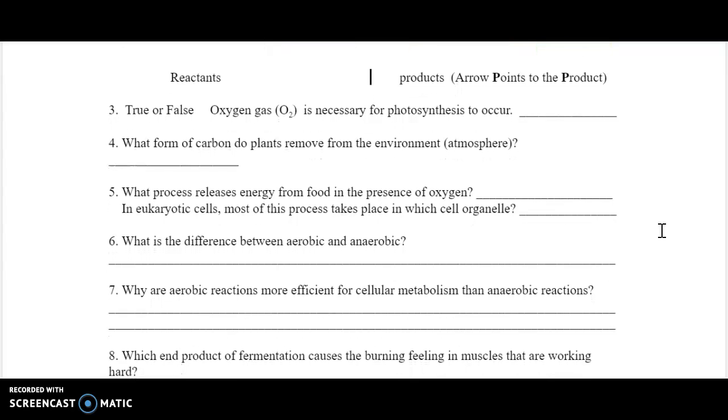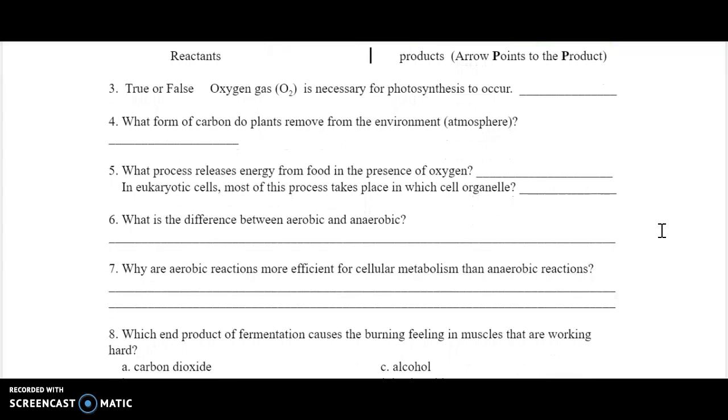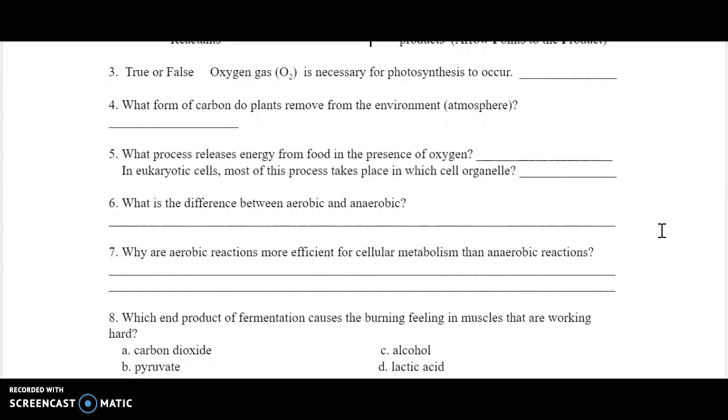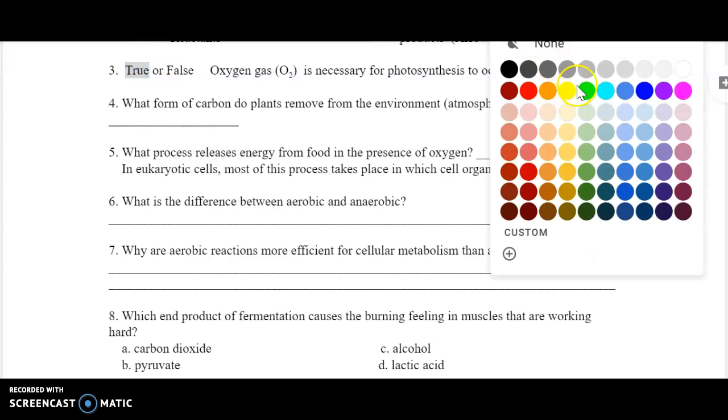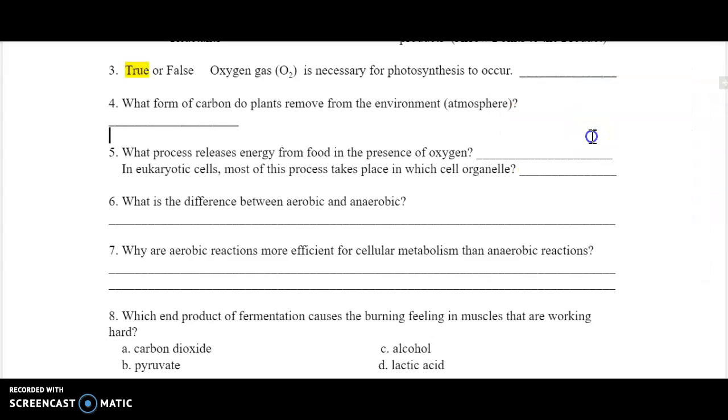Number 3, true or false, oxygen gas is necessary for photosynthesis to occur. Now, plants are going to be taking in carbon dioxide from the environment, from the atmosphere. They need the carbon dioxide. Oxygen comes out as a byproduct, so it's not necessary for photosynthesis to occur. They actually make oxygen and send it out as a byproduct during photosynthesis.